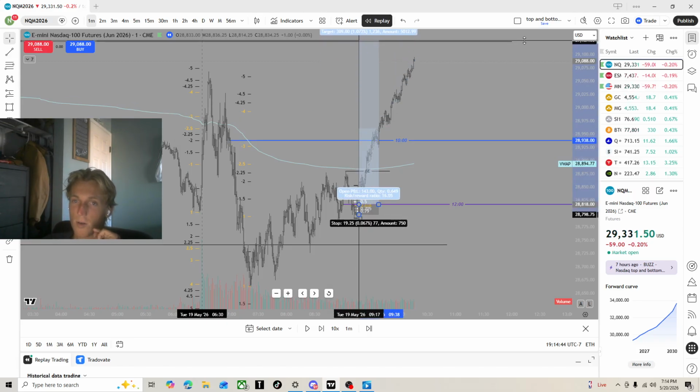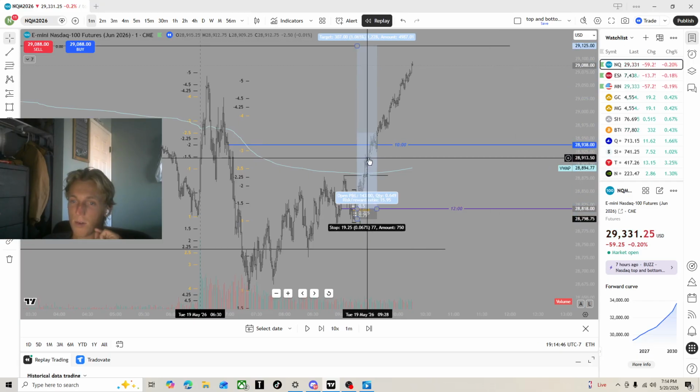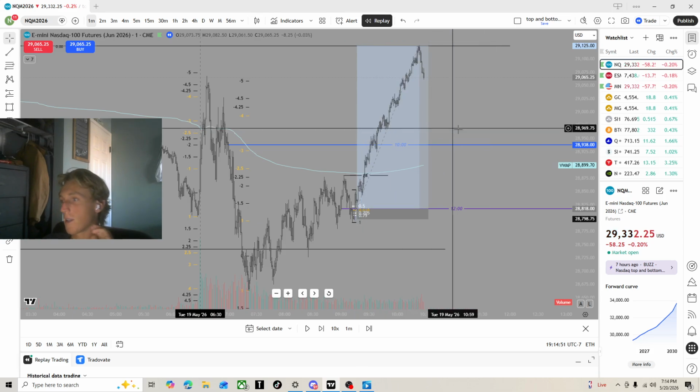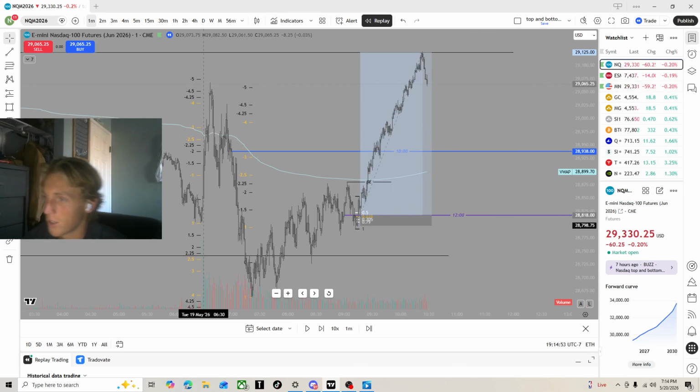You could target it all the way to the draw on liquidity, which is up here, 307 points, and that's 16 RR, and that gets smacked. You can see that beautiful delivery. That's just some sauce for you guys.